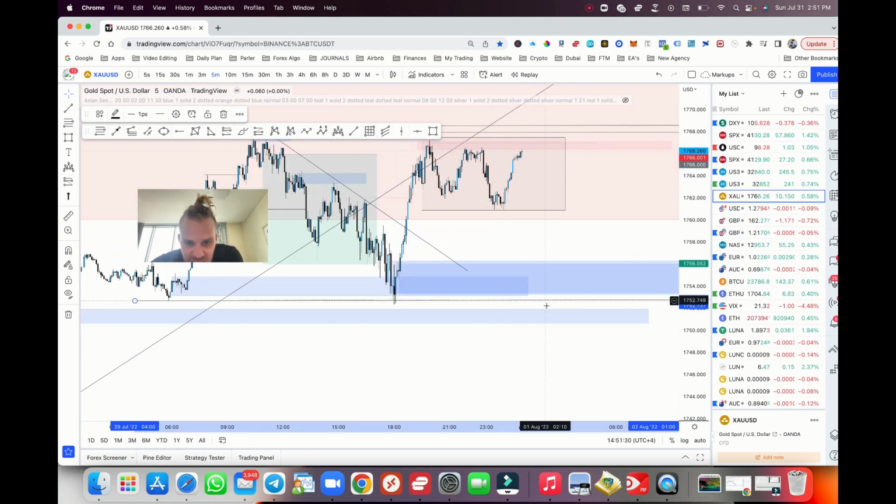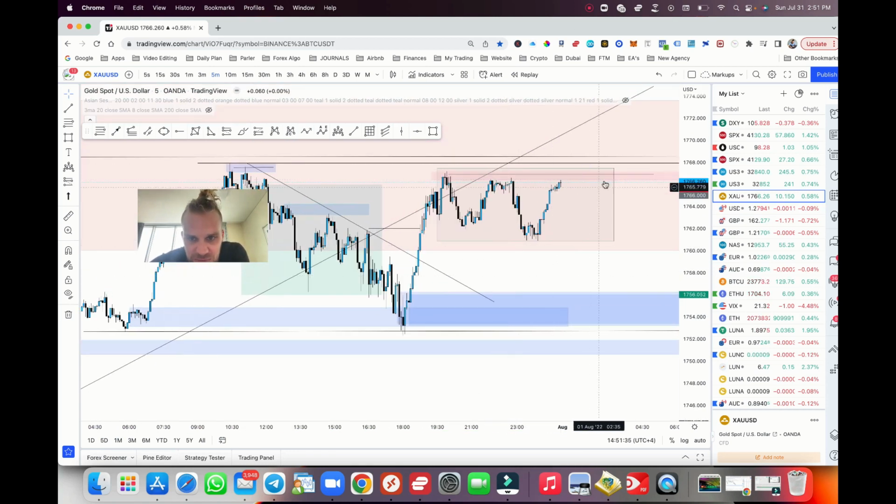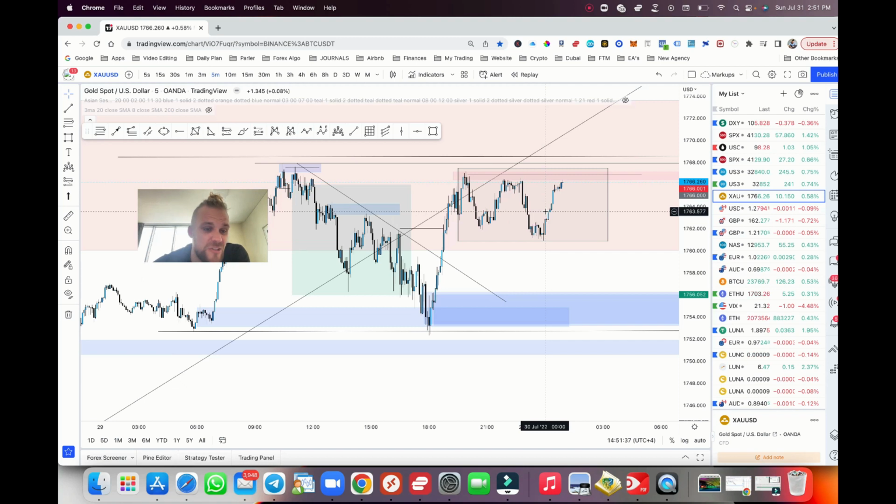So we might see price come down, wick it again. So that could be inducement, and then go up. But we'll just see what happens. We'll take each step as it comes. You don't really want to be getting too trapped into trying to forward plan and guess what's going to happen with the market too much.